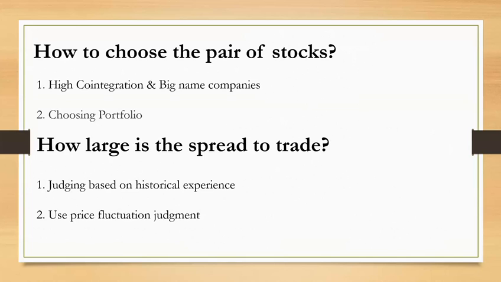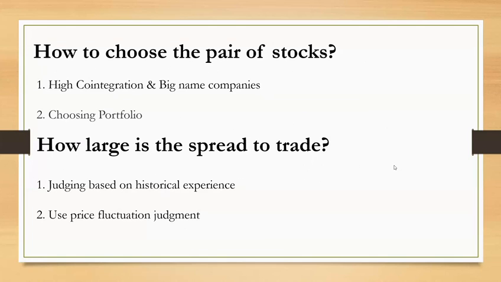Another approach is to choose one basket of targets that is highly co-integrated with another basket of targets. Therefore, when doing a long-short operation, one basket of stocks will be longed, and another basket of stocks will be shorted at the same time. It can reduce the extreme error of a single company and ensure that the possibility of convergence is increased.